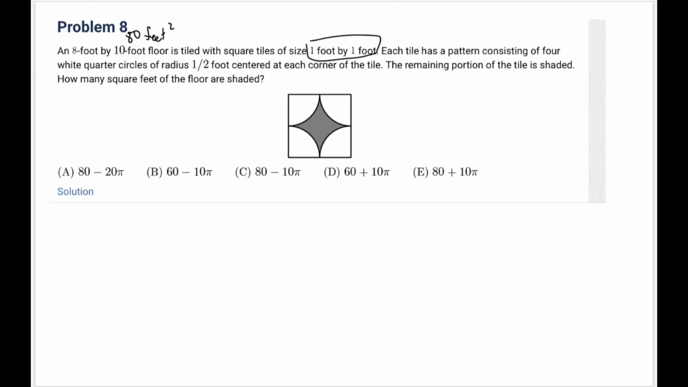And then this is 1 square foot. And then this is radius 1/2 foot, so this area right here would be 1 squared minus this is 1/2, so half squared pi. The answer is (4 minus pi) over 4.